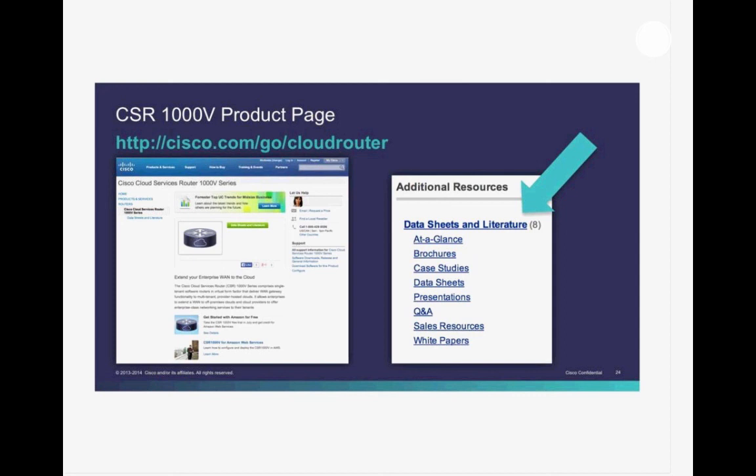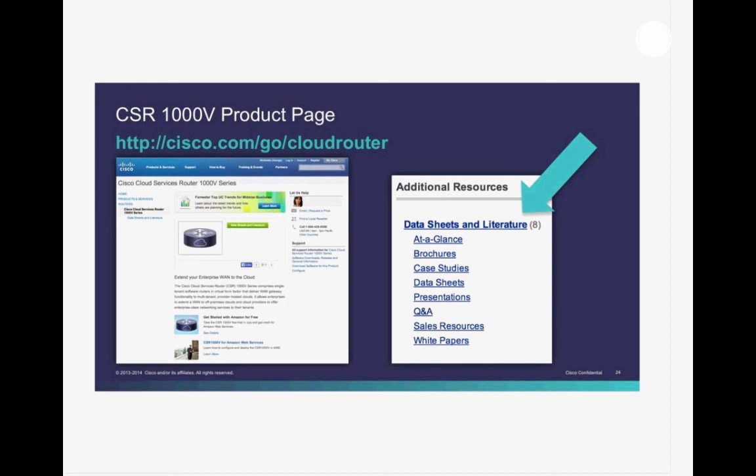So to start with, the first place you should probably start is the product page for the CSR1000v. If you just go to cisco.com/go/cloudrouter, that'll take you to our homepage, and I'm sure the picture on the right is very familiar if you've ever been on cisco.com before.